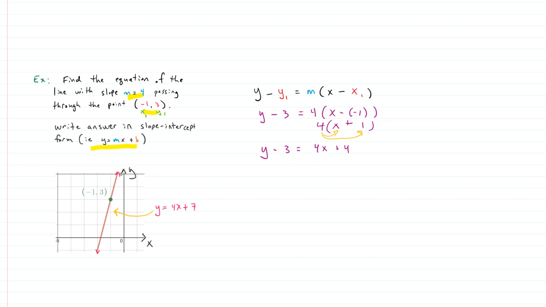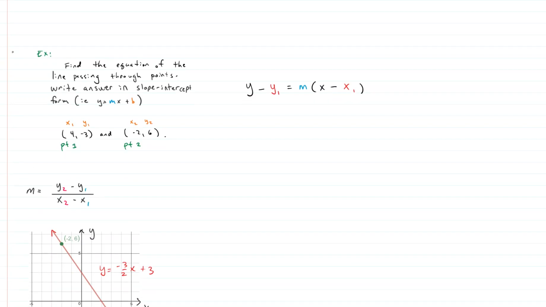So we're going to add 3 to both sides. This gives us canceling on the left, and we get y equals 4x, and then 4 plus 3 is 7. So we just found the equation of a line that has a slope of 4 and passes through the point (-1, 3). Super simple, right?